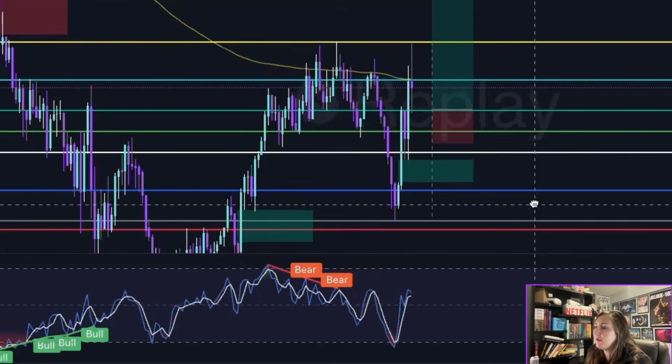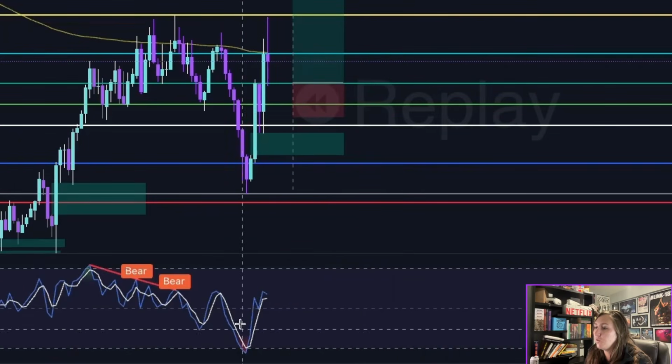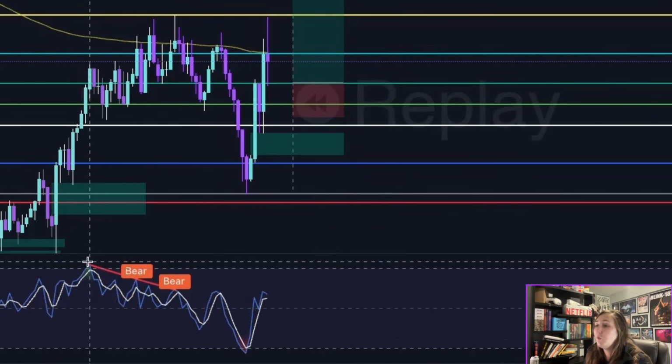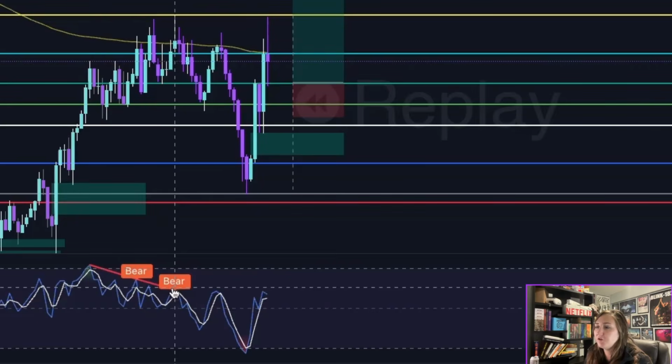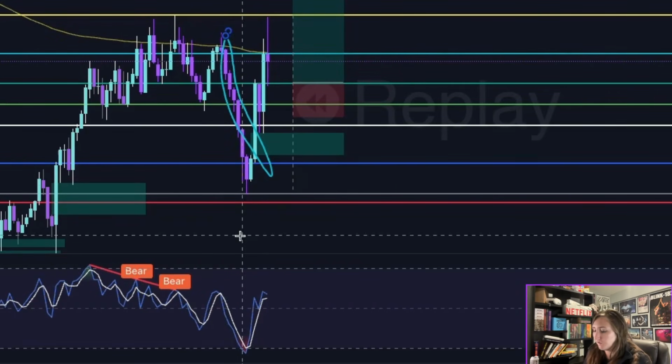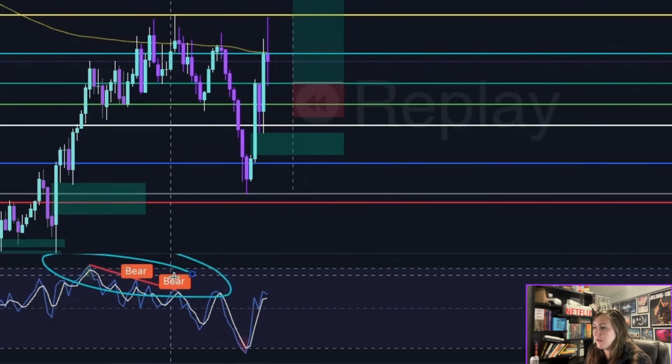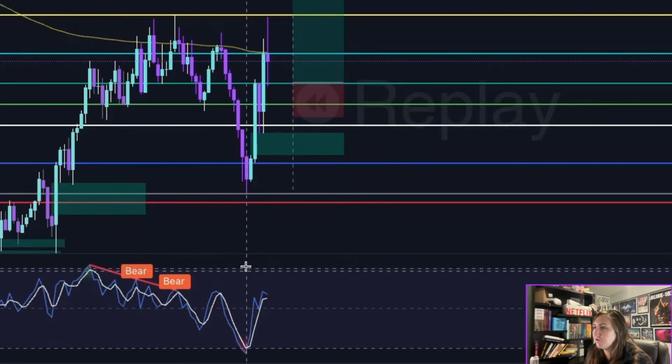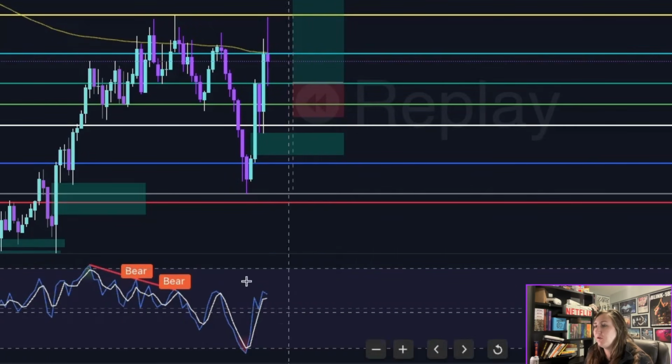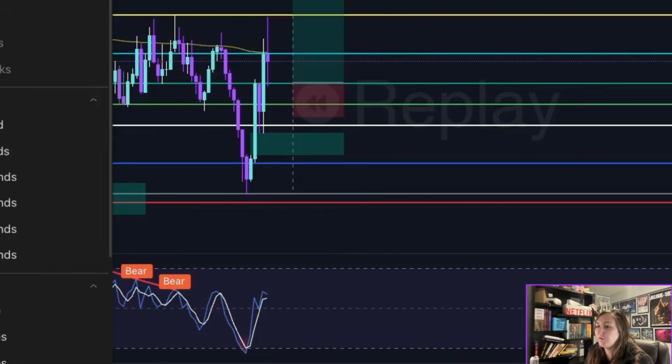Do we have a divergence on the 15 yet? We do not. We're just going upward. We already hit this bearish divergence. How do I know that? We already had this drop here. So this bearish divergence already played out. We don't need to worry about that bearish divergence anymore. So we don't have a bearish divergence on the 15, meaning we can probably still look for longs here.